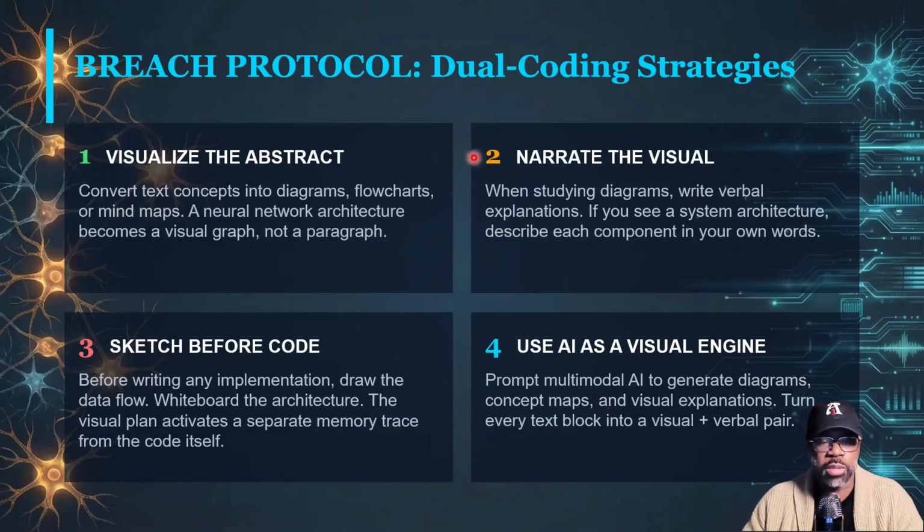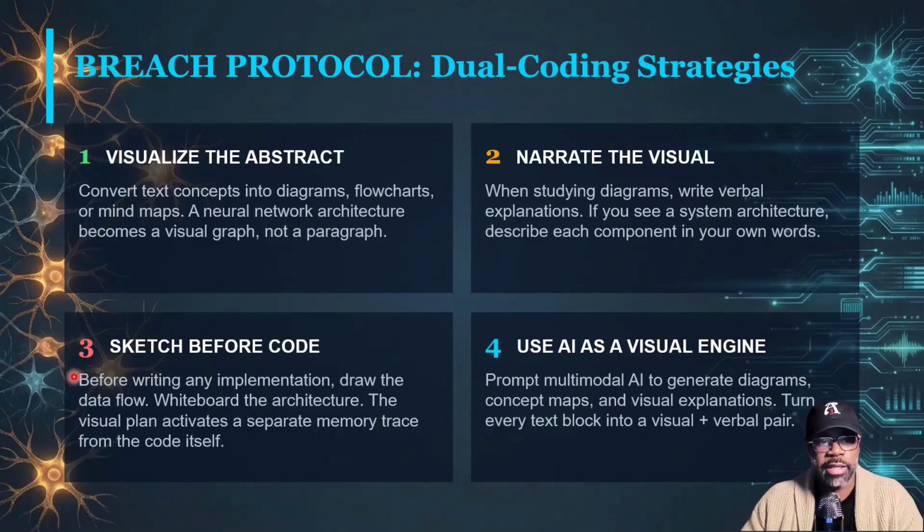And then number 2 is narrate the visual. So when studying diagrams, write verbal explanations. If you see a system architecture, describe each component in your own words. So this is almost like you're taking your own notes on the information. And that's actually another way you can develop the neural pathway, with your writing as you're listening and watching. Right? You may be getting a trifecta of channels as you are writing physically, or maybe typing as well.